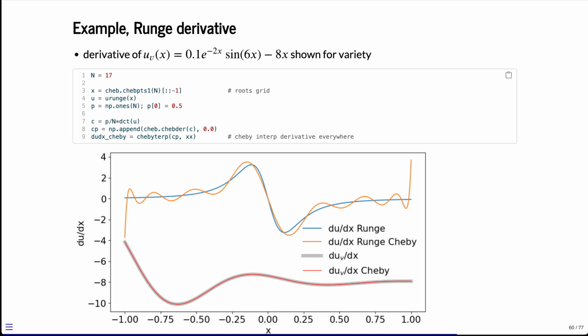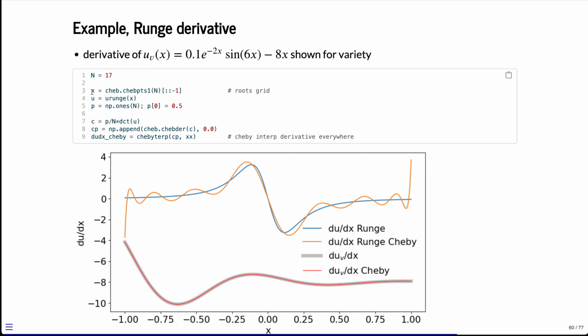Okay, so let's look at an example of doing that. We'll compute the derivative of the Runge function again, and then for variety we'll compute the derivative of this other function, 0.1 e to the minus 2x sine of 6x minus 8x. That's this one down here. So we have 17 points, we'll use n as 17. And then we'll use the roots grid, so cheb points 1, and then u is just the Runge function at these grid points.